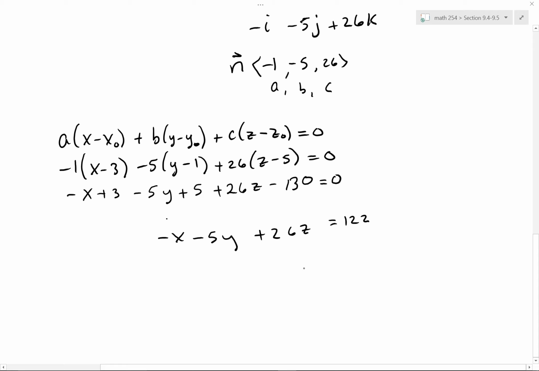But you'll notice that in the 3D calc plotter, everything was z equals. Well, let's solve for z. So 26z is equal to 122 plus x plus 5y. And then let's just divide the whole thing by 26. That is the equation of my plane.